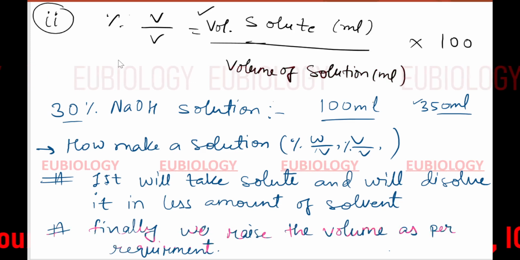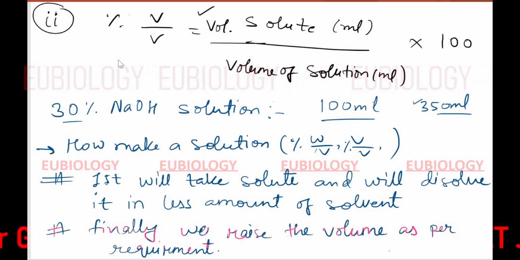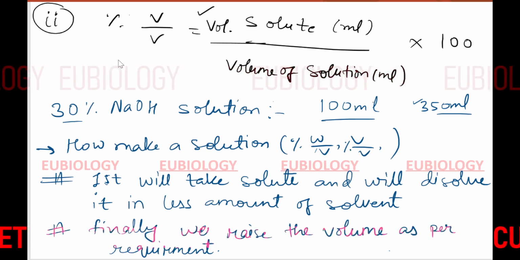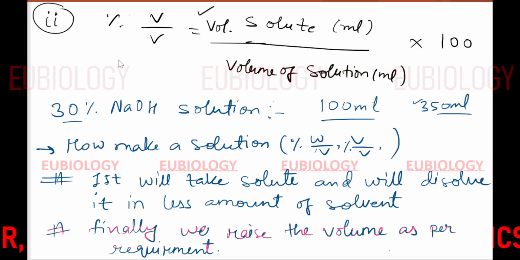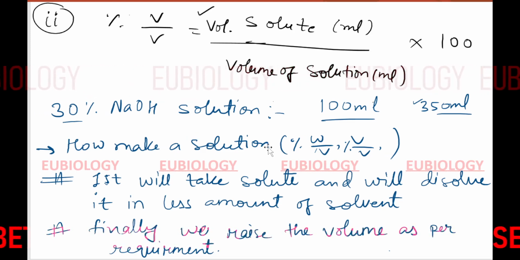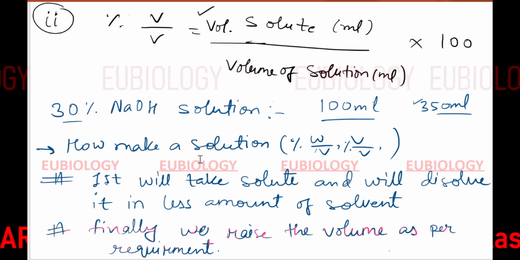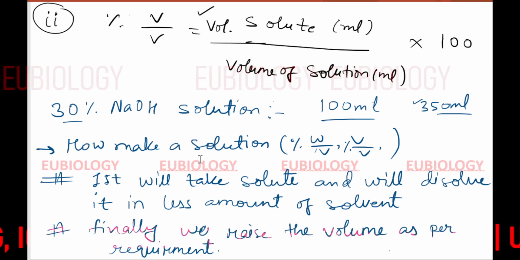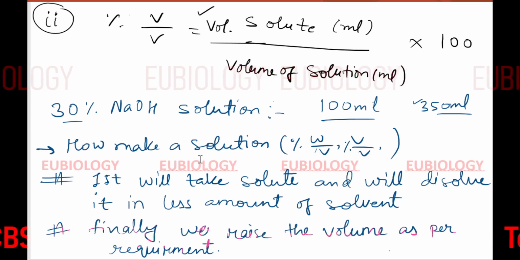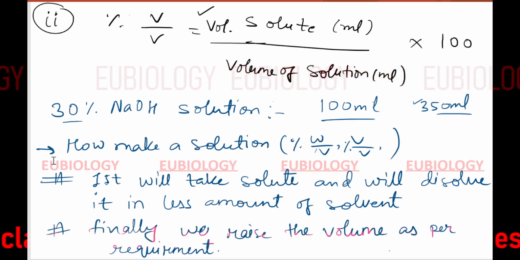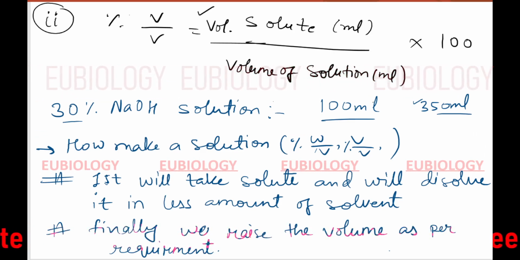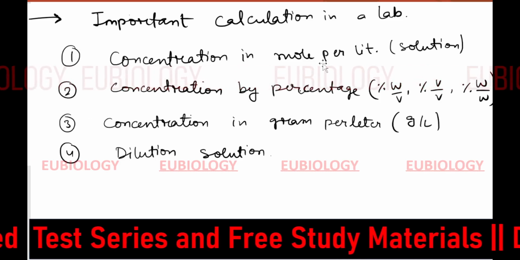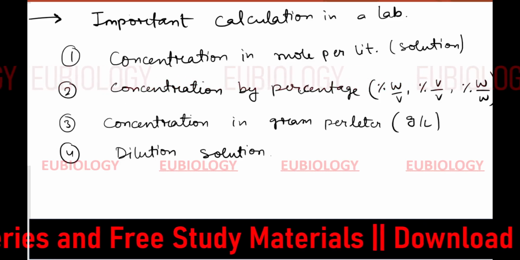But if you want to make a solution irrespective of the temperature, then you should use another measure, the percentage weight by weight. Here, just before going to the next topic, we have to understand how to make a solution. Once you measure how many grams of solute or how many ml of solute you require, I am telling you this for both the first and second terms, the concentration in mole per liter or the concentration in percentage.